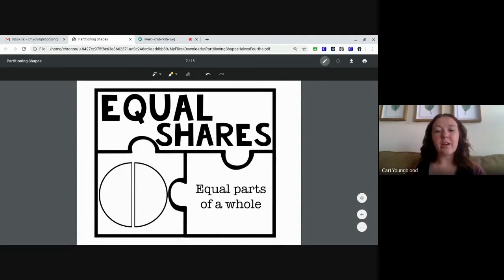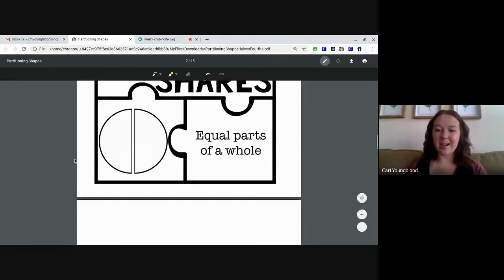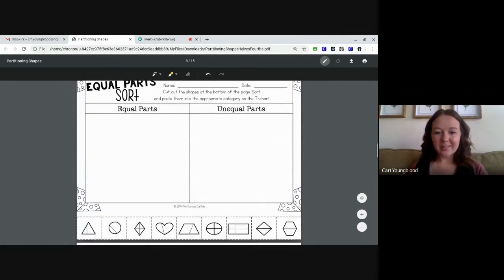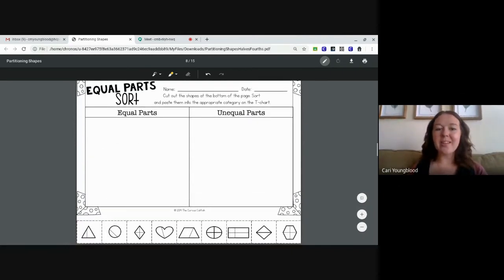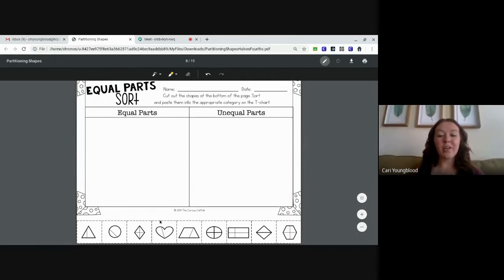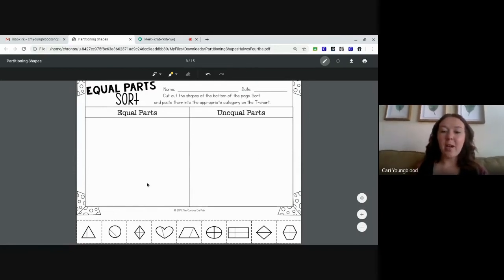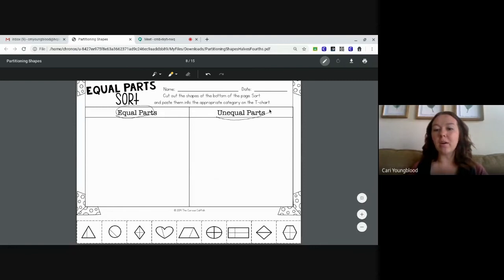Ooh, equal shares. That's what we're focusing on now, is making sure the shares are equal parts of a whole, that no one's getting an unfair slice, that everyone's getting the same size. All right, so I'm going down here to those equal parts. We're going to do the same kind of sort where you have to figure out which shape goes on which side. But this time we're talking about equal parts where everyone's getting a fair share and unequal parts where people are not having a fair share.